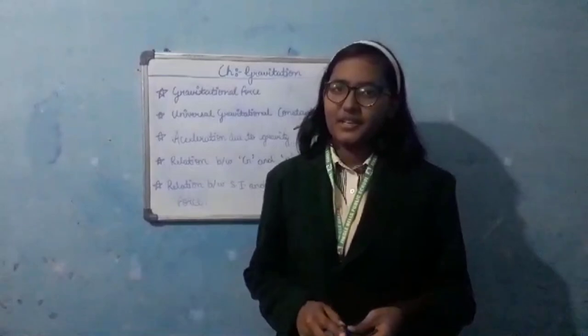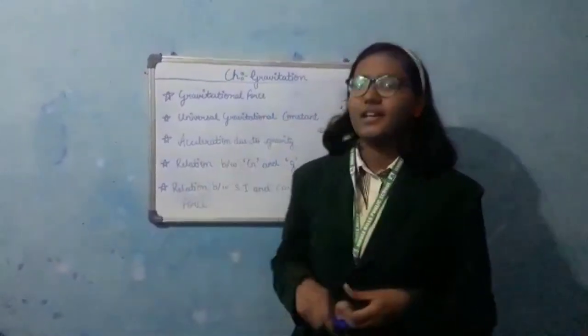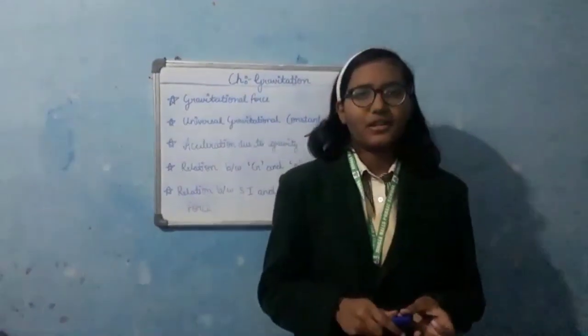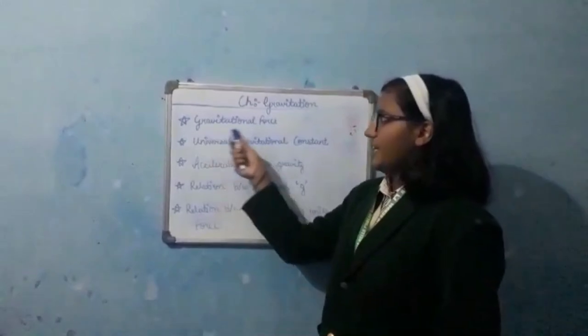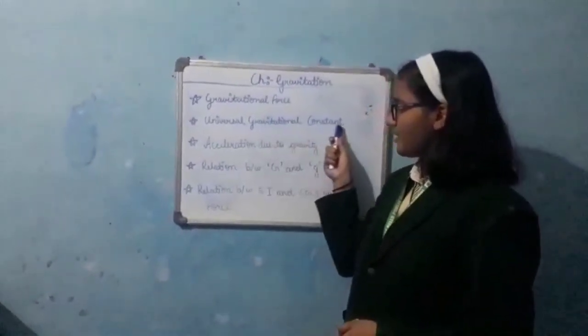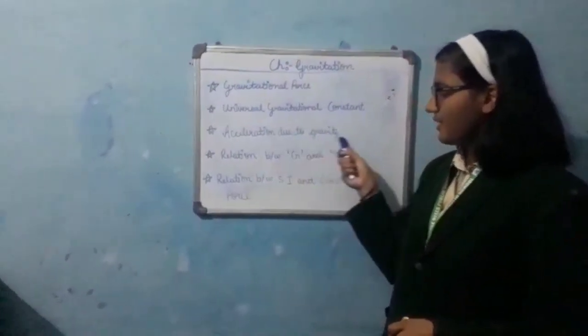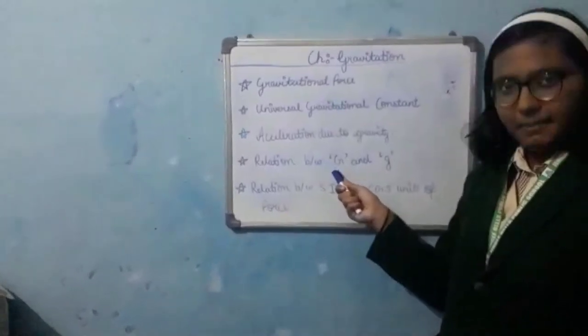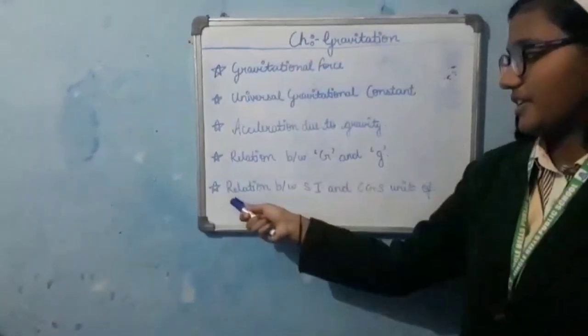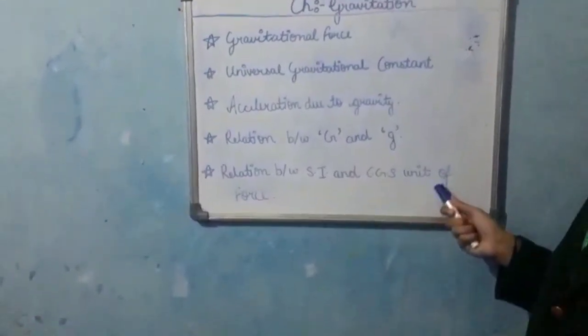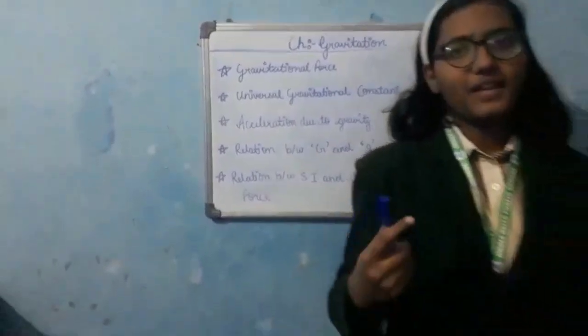So today we are going to discuss the topic gravitation. In this chapter, we are going to learn about gravitational force, universal gravitational constant, acceleration due to gravity, relation between capital G and small g, and relation between SI and CGS unit of force. So let's begin with it.